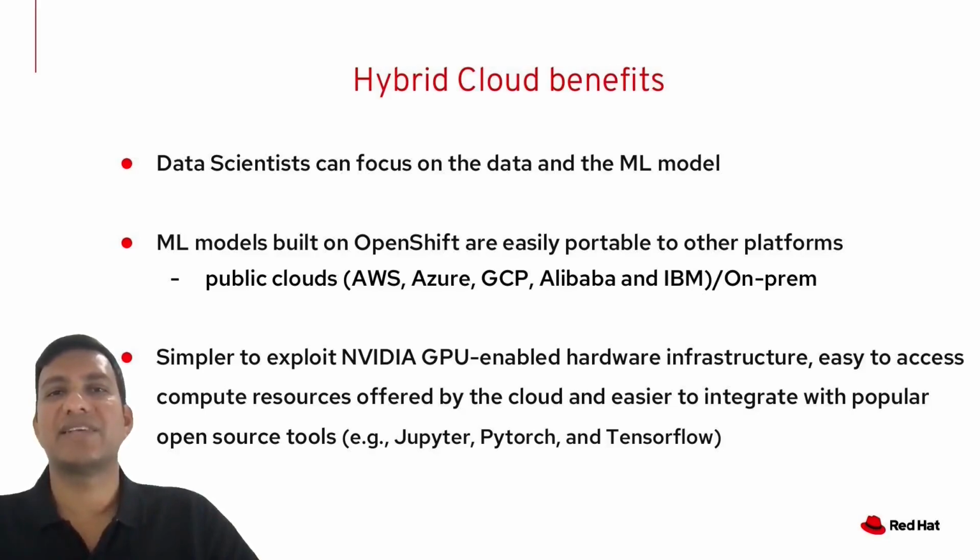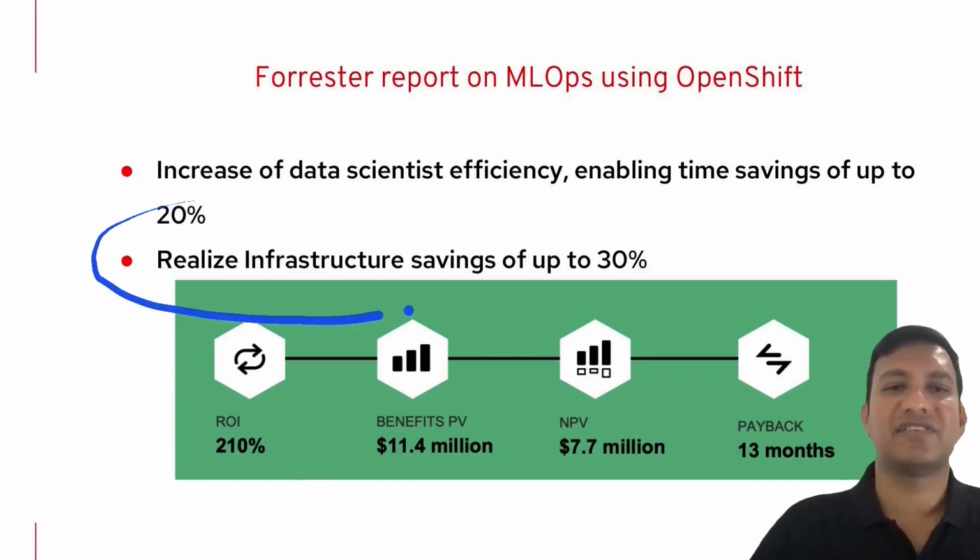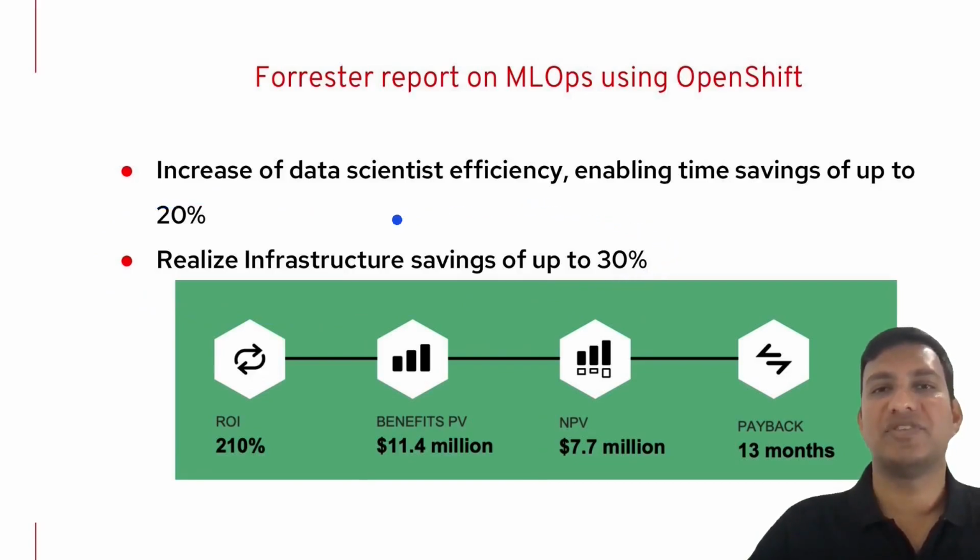It is simpler to exploit NVIDIA GPU-enabled hardware infrastructure or integrate with open source libraries like Jupyter or TensorFlow or PyTorch. According to a recent Forrester report on MLOps using OpenShift, data scientists can save a significant amount of time and also realize infrastructure savings when running on OpenShift.